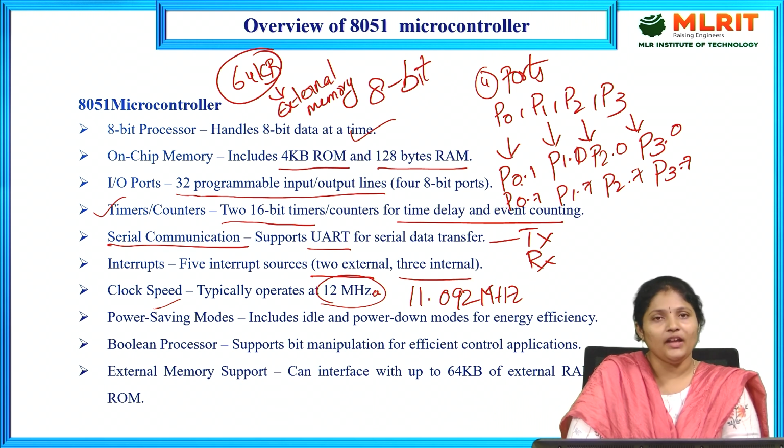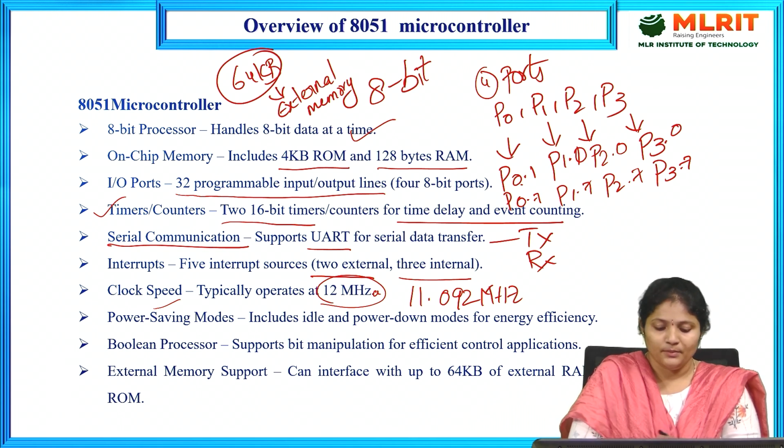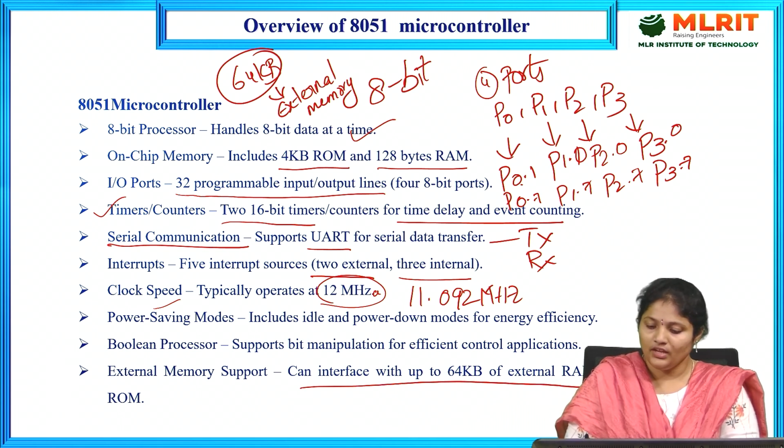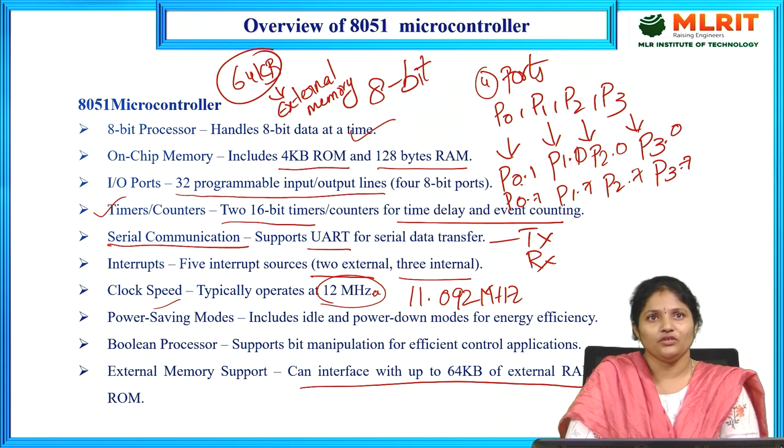Here we have a power saving mode. It can use idle mode or decrease the power further for energy efficiency. The Boolean processor can do bit manipulation operations also. And for external memory support, it can interface 64 KB of external RAM and ROM, as I already told you. So these are the features of the 8051 microcontroller.